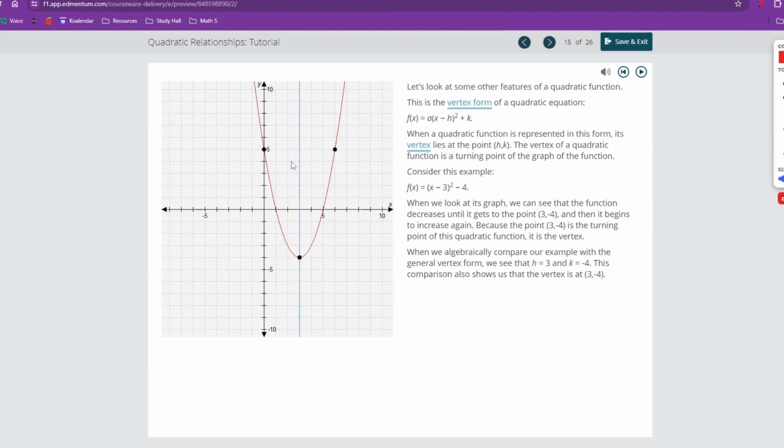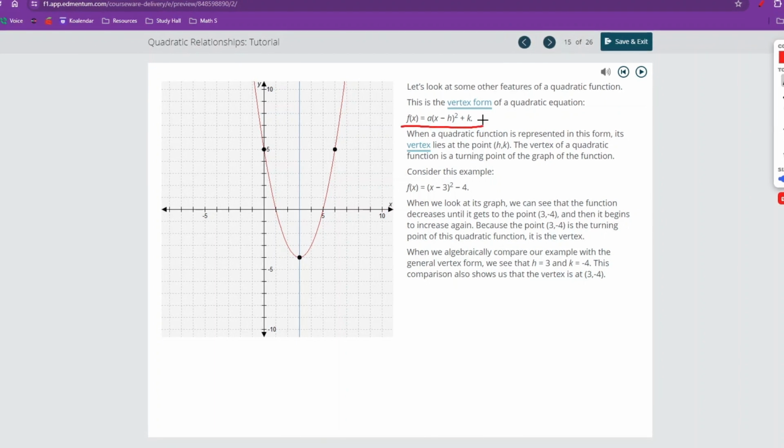So we've been given points and graphs, but if you are given an equation, we should know how to graph a quadratic given an equation. And what's going to help us do that is this right here. So we have a quadratic in vertex form, that form being f of x is equal to a times x minus h squared plus k.